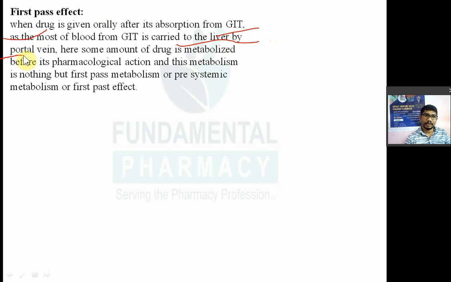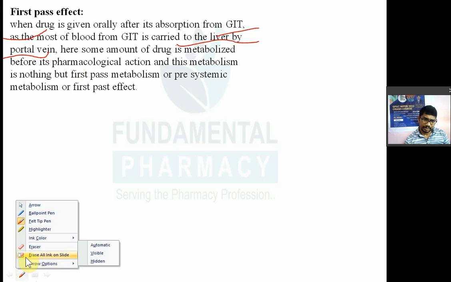Here some amount of the drug is metabolized. That depends on the physicochemical properties of the drug. Some amount of the drug is metabolized before showing its pharmacological action. This metabolism is known as the first pass effect, or pre-systemic metabolism. When you take a drug orally, it is absorbed from your GIT.